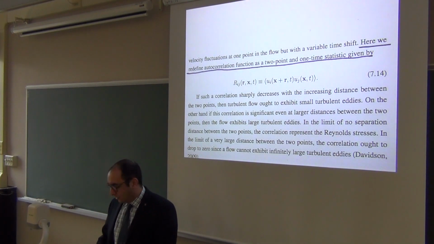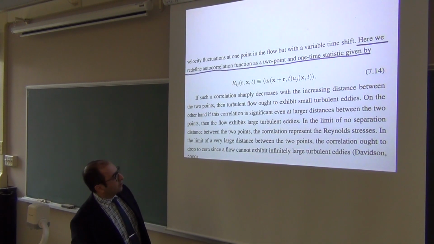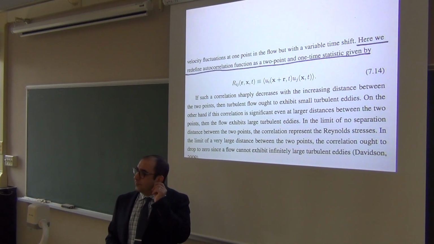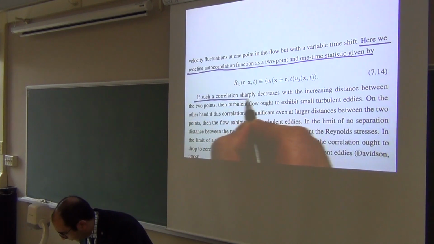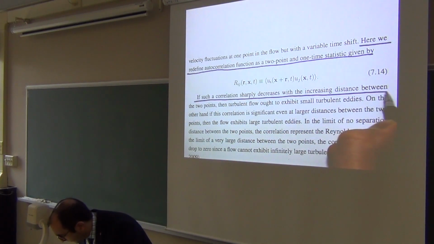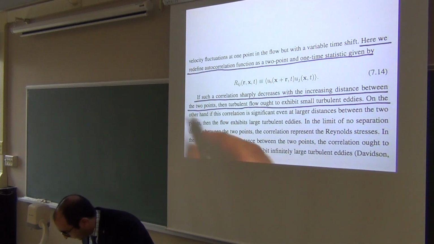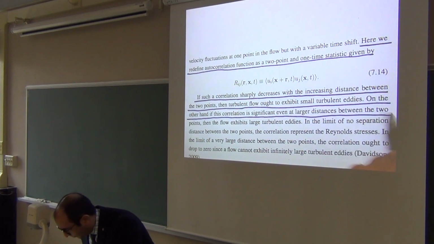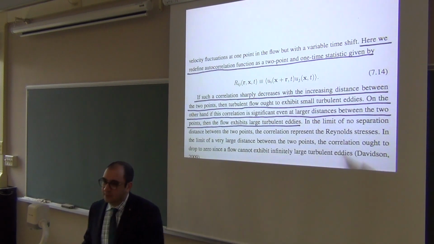Why do we calculate this autocorrelation? Because it tells us important information about the size and length scale of eddies. To say anything about the size of eddies, you must measure different locations in flow. If such a correlation sharply decreases with the increasing distance between the 2 points, the turbulent flow ought to exhibit small turbulent eddies. On the other hand, if this correlation is significant, even for larger distances between the 2 points, then the flow exhibits large turbulent eddies.